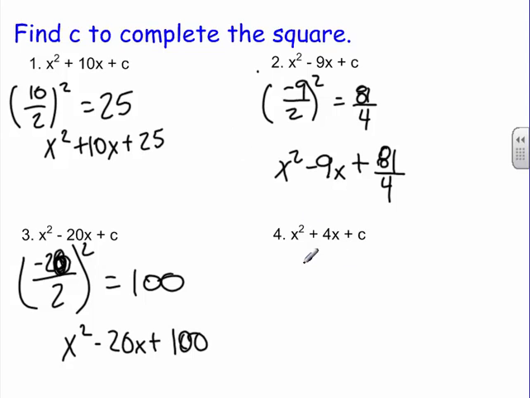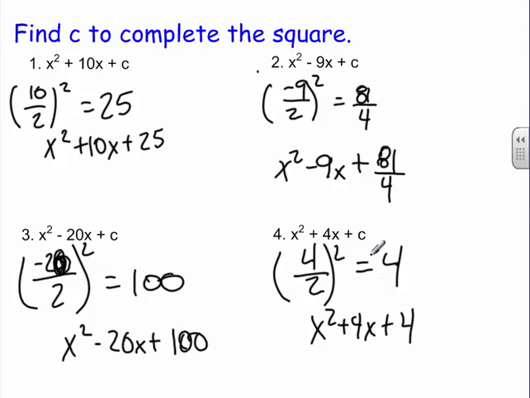Alright, so looking at this, my b is 4, divided by 2, squared equals 4. That's what makes this one so nice. So it's just x squared plus 4x plus 4. 4 is my new c. Now check it. What are the factors of 4 that add together to give me 4? Again, we have success if it's the same number, and it's 2 and 2, so that works out just great. Okay, so let's see what else we can do with this.